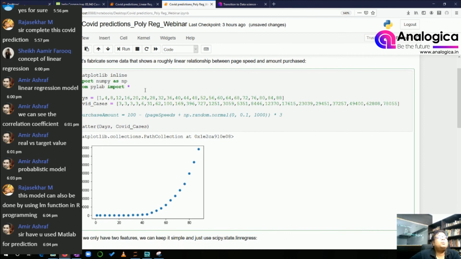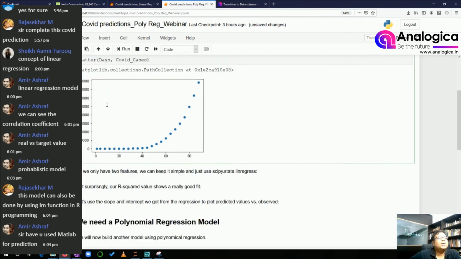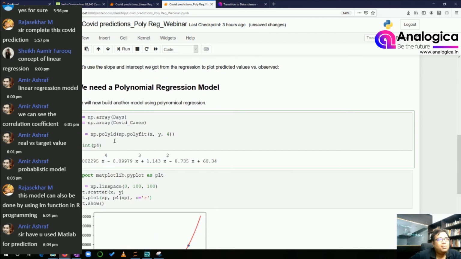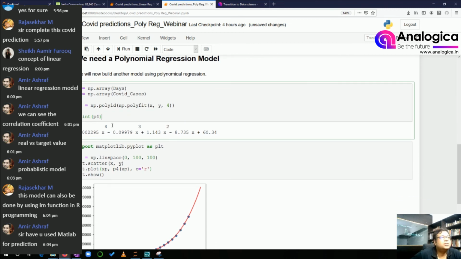Again, in polynomial regression, I've done the same thing. I've taken days and COVID cases. But unlike last time, I'm not going to build a linear regression. Somebody asked me, have I used MATLAB for prediction? This is a simple Jupyter notebook on Python. I've used Python and a Jupyter notebook to fit the data and just called a polynomial function, and it's fitting it. Okay. So let's look at this.